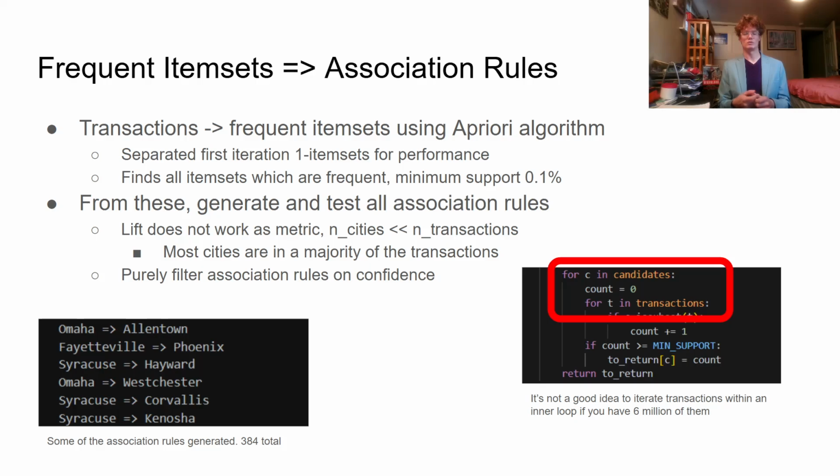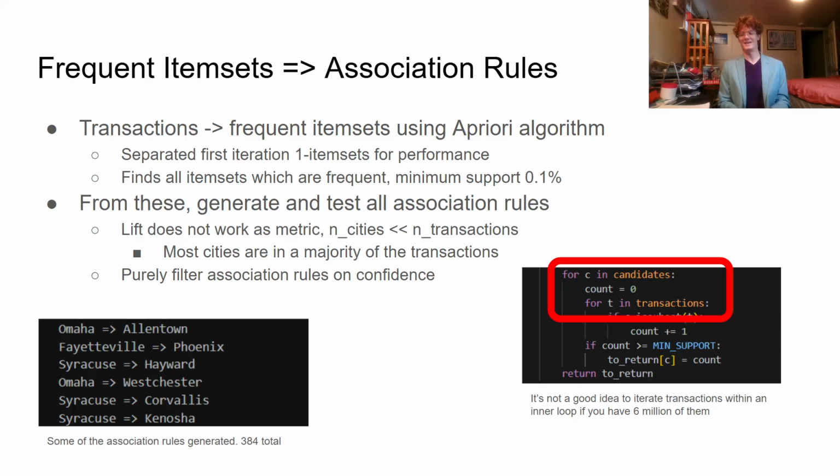So typically you'd evaluate these with lift, which measures if that association happens more than random chance. That didn't really work here because the number of cities, which is 100, is significantly smaller than the number of transactions, several million. So that means that most cities are in maybe not a majority of the transactions, but many, many, many transactions. So the lift was essentially always saying this association is due to random chance. So I was purely filtering the association rules on confidence. This is an example in the bottom corner here of some of the association rules generated. I had a couple hundred.